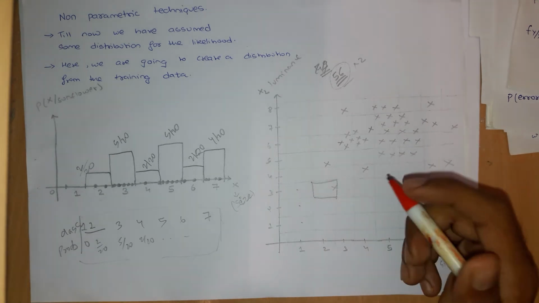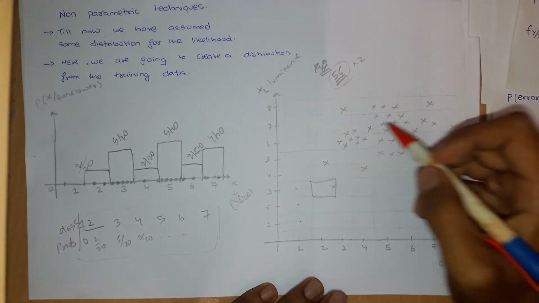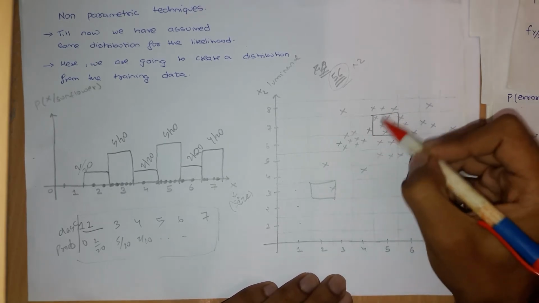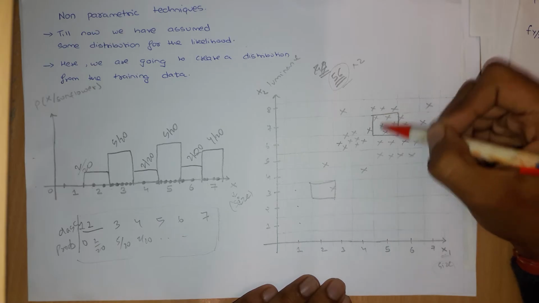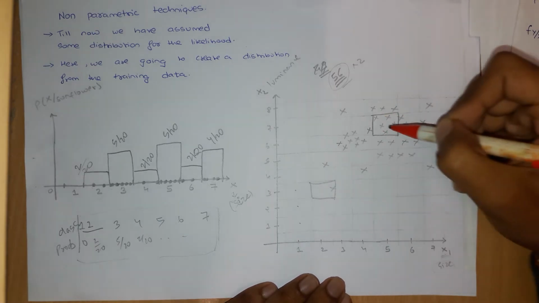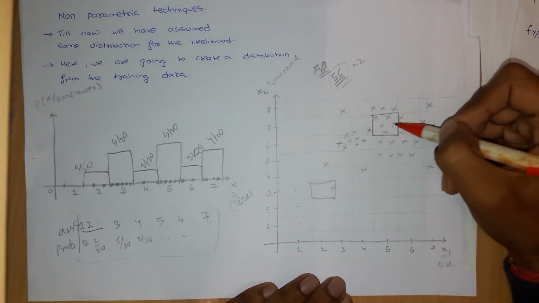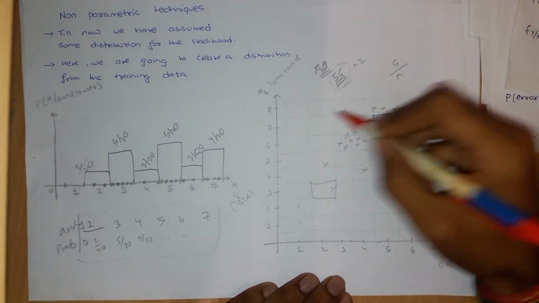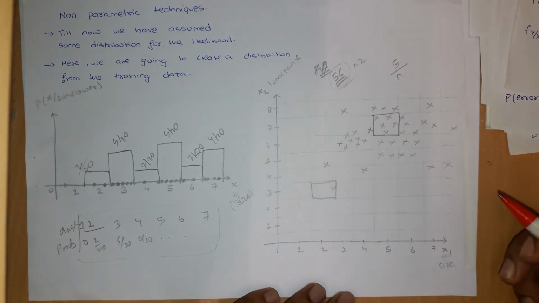So over here, how will you calculate the probability? It is the same. You consider a box and you see how many samples fall into the box, so here there are 1 2 3 4 5, and you divide it by the total number of samples. So say the total number of samples is n, so that is your probability.